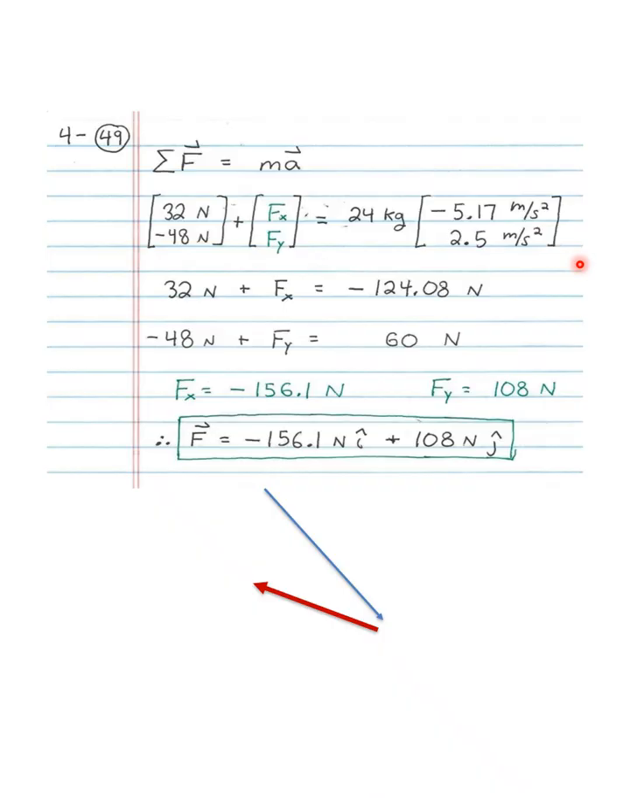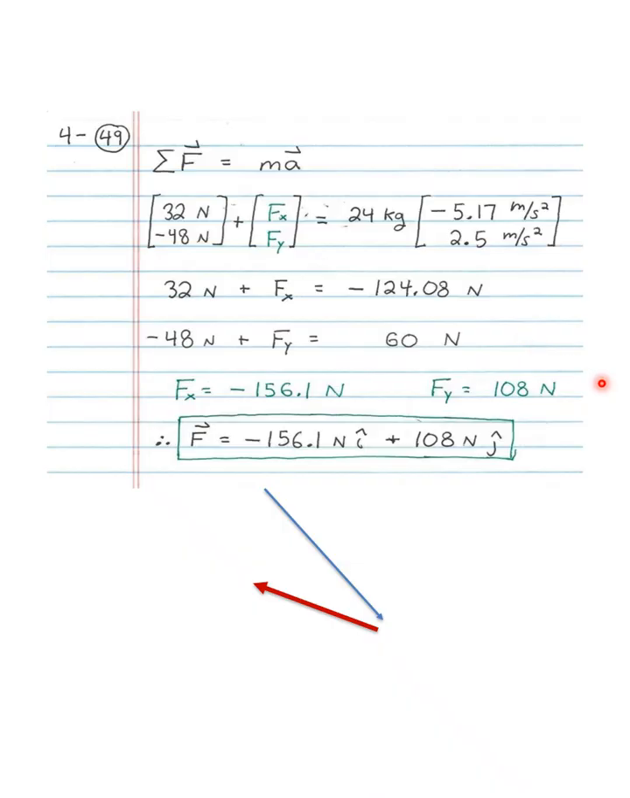So when I break those down into two separate scalar equations, this top equation here is the x component. The bottom equation is the y component. When we solve those equations individually, this top equation gives you that the x component of F is negative 156.1 newtons. When we solve the bottom equation for the y component, we get F sub y is 108 newtons.